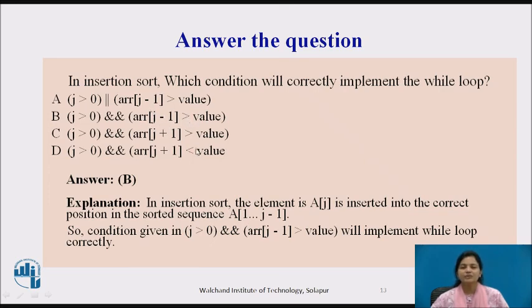Now in that again we will see these side conditions. So here if the array at j minus 1 is greater than value, then we are going to shift. So in that way, in insertion sort, the element A of j is inserted into the correct position in the sorted sequence from 1 to j minus 1. So the condition j greater than 0 and array at j minus 1 greater than value will implement the while loop correctly. We have already seen how we have done the implementation.